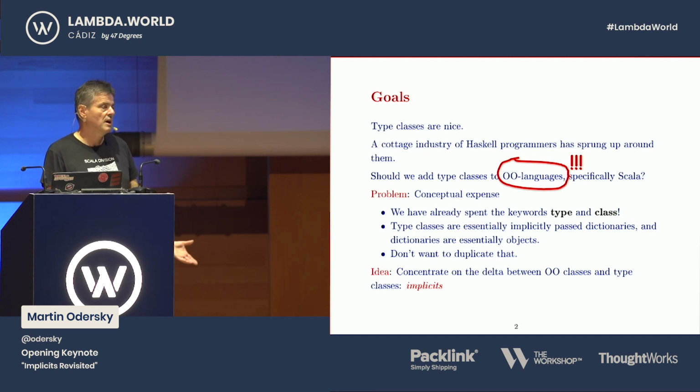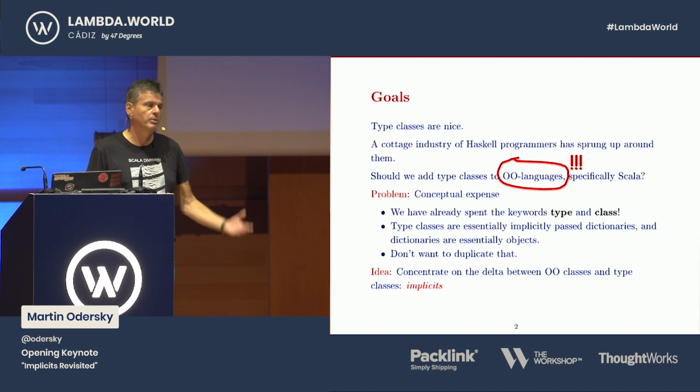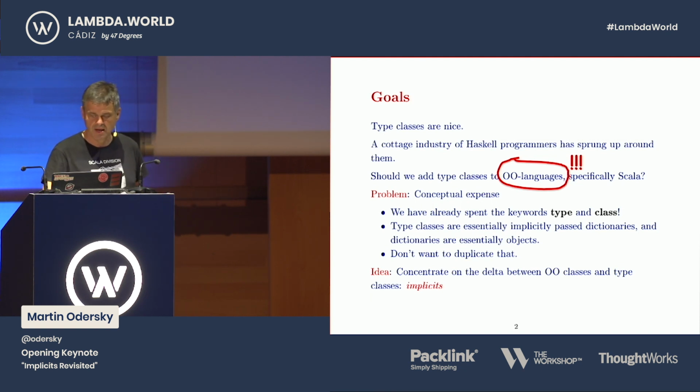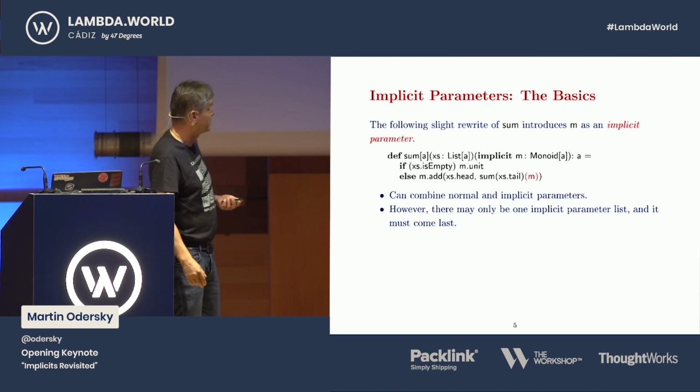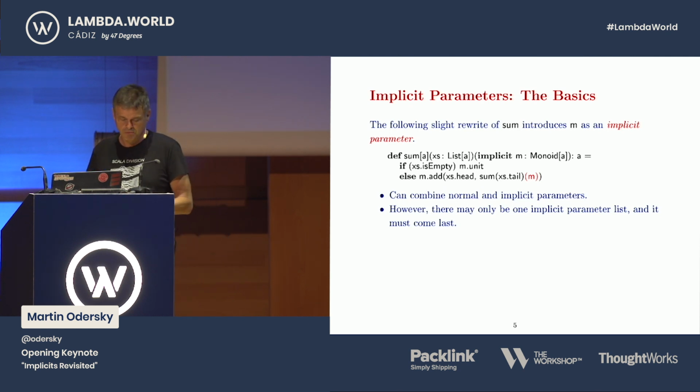So the idea was, let's just concentrate on the delta between object-oriented records, objects, and type classes. And the delta is really just this implicit passing of dictionaries. Hence, implicits were born for parameters. So the basics of implicit parameters as presented then in 2006, you recognize this code even today.